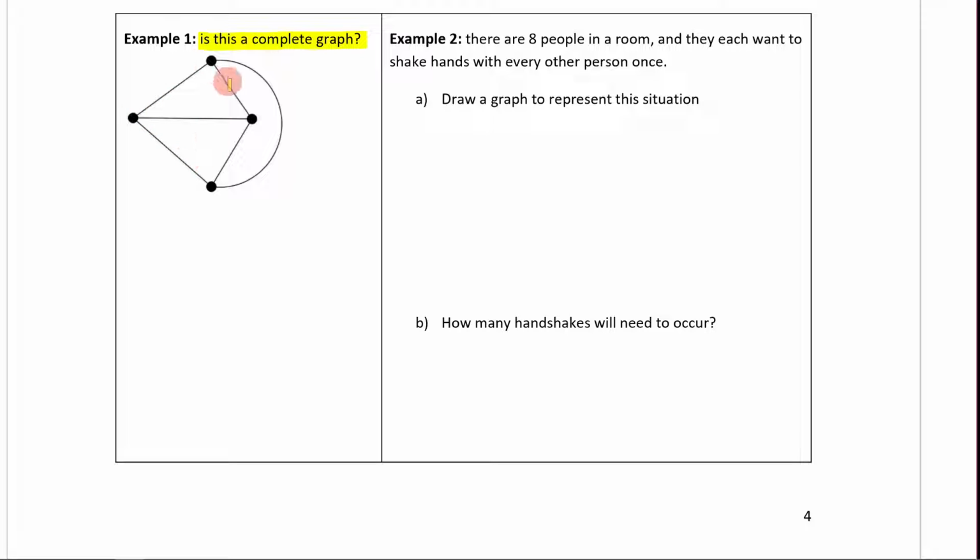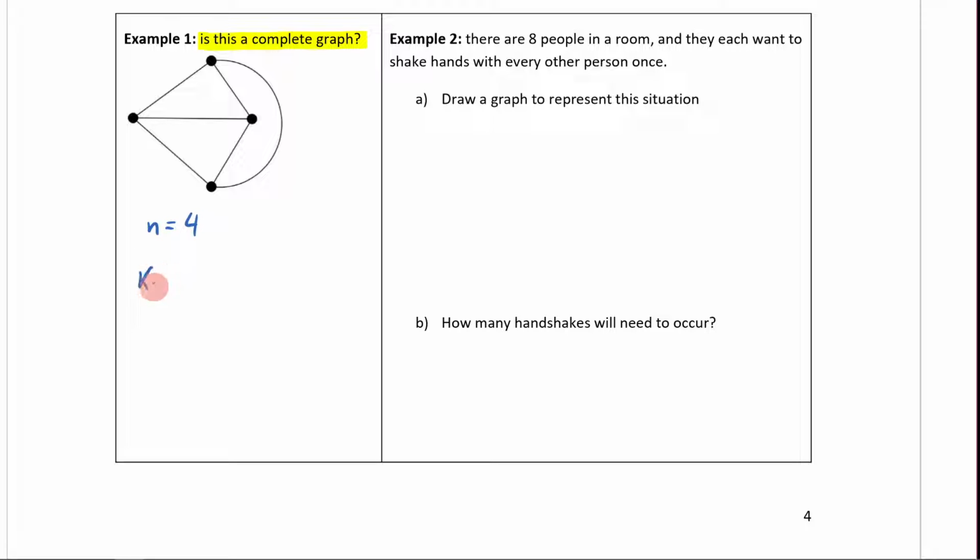1, 2, 3. So I'm connecting all of those. This one I'm connecting. This one is connecting to everything. So on the face of it, it does look like a complete graph, but we can verify this by using our formula. So the first thing that we're going to take note of is that n is going to be equal to 4 because I have 4 vertices.